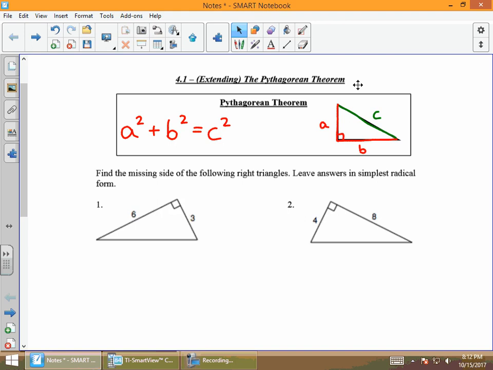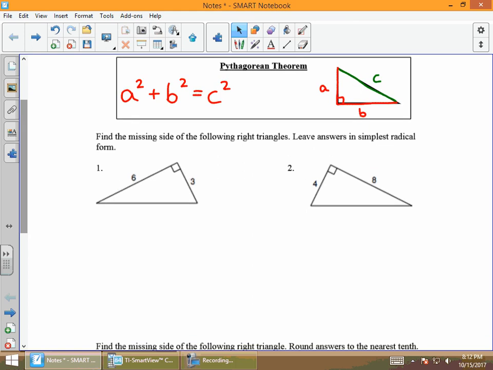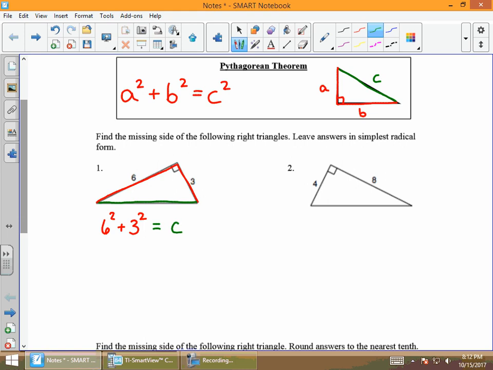So let's jump right down and take a look at example number 1. What I'm going to try to do is use the colors red and green, and I'm going to line the legs in red. So here in question number 1, the right angle is right there. So those are the legs, and the hypotenuse will be in green right there. And the Pythagorean theorem says that we want to do the legs squared, so 6 squared plus 3 squared, and it'll be set equal to the hypotenuse squared, so c squared.